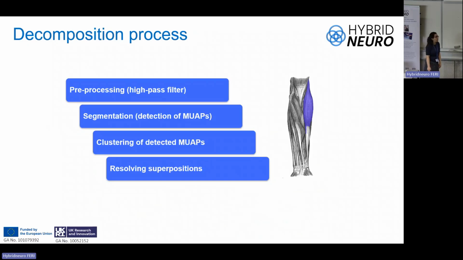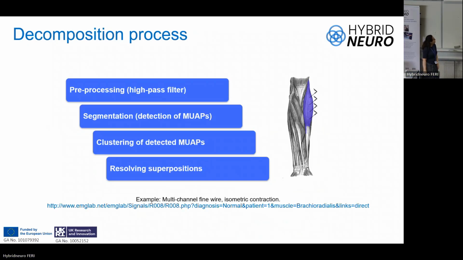And I will show this processing pipeline using an example of a signal that I took from the EMG lab website. This signal was recorded from the brachioradialis muscle using 4 invasive electrodes, but I will just show one channel. And this is where the signal was taken from.